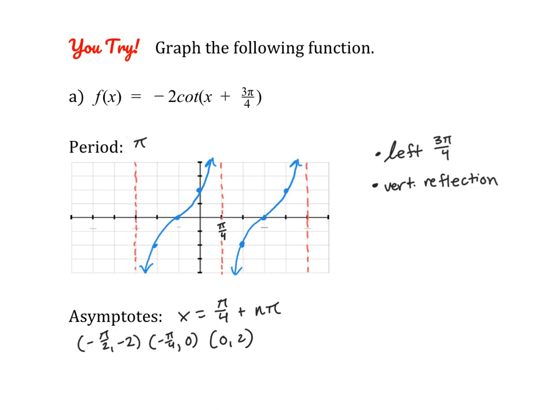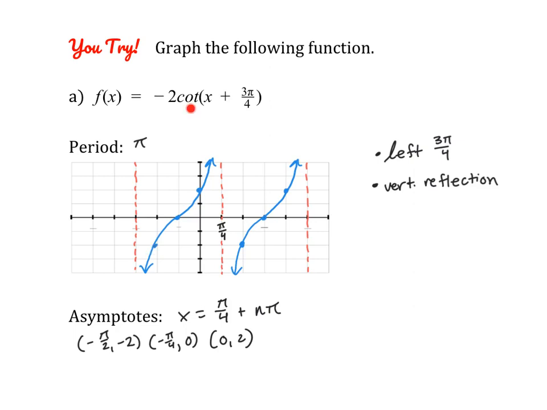Now that's going to repeat every pi unit, so I go pi units to the right, and I have another asymptote. Then I go pi units to the right, and I have another asymptote. So here's the equation for my repeating asymptotes. And then to help me plot some points, look at your asymptotes, go right in the middle, and you're going to have a coordinate there. And then you go a quarter of the way, and then we are going to go down to negative 2.